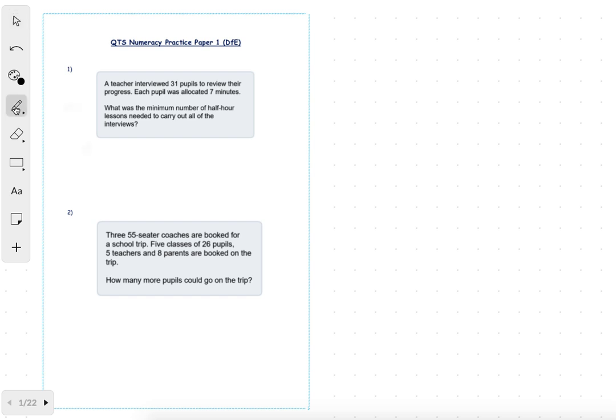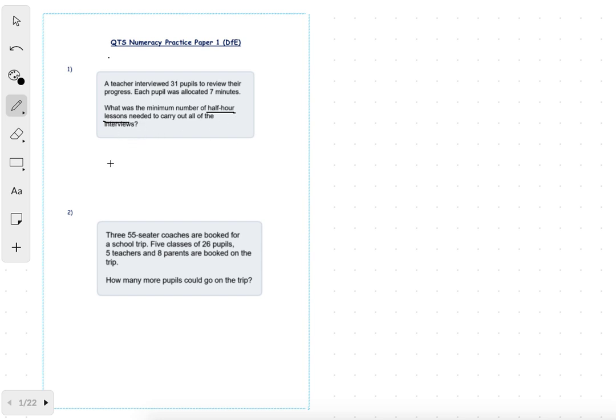Okay, so question 1. I see time and time again that people look at this question and they immediately do 31 times 7. And as soon as somebody's done 31 times 7 in this question, their answer will definitely be wrong. You mustn't do 31 times 7 in this question. You should focus on the fact that it's asking about half-an-hour time slots.